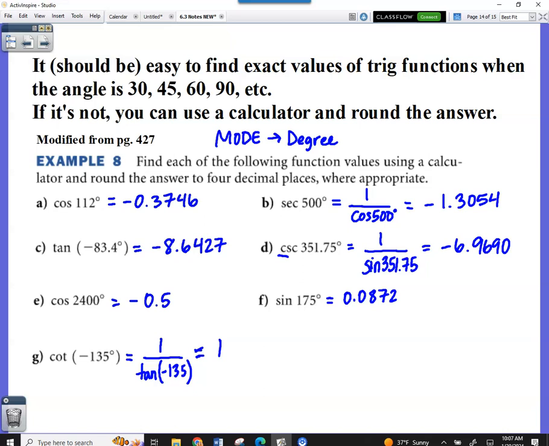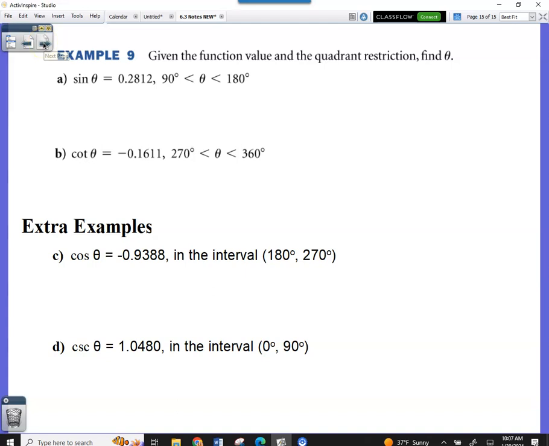Okay, go to this page. Now, there's only 2 from the textbook, but I was like, no, I think you might need 2 more. So there's 4 practice problems here of the exact same thing. It is exactly what you just did. The difference is we're not finding the trig value, now we're finding the angle.